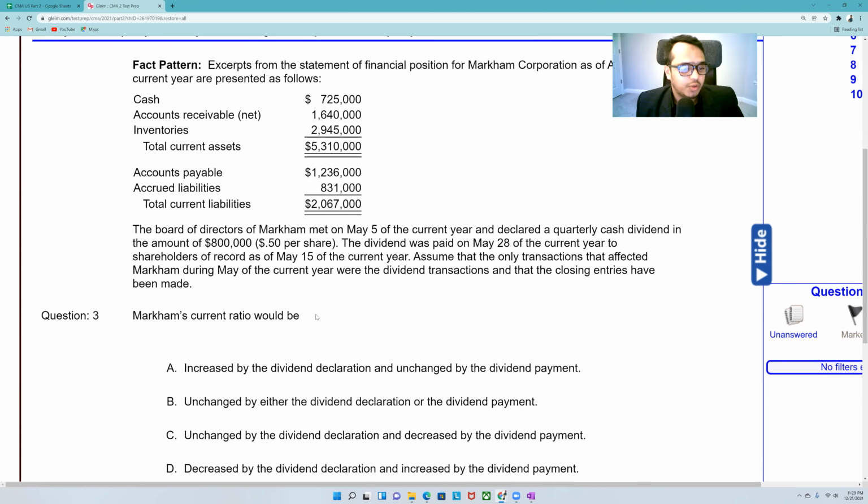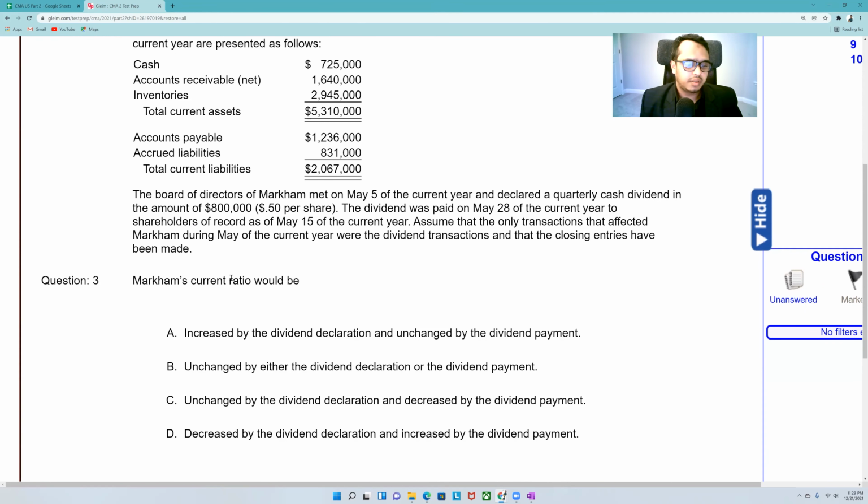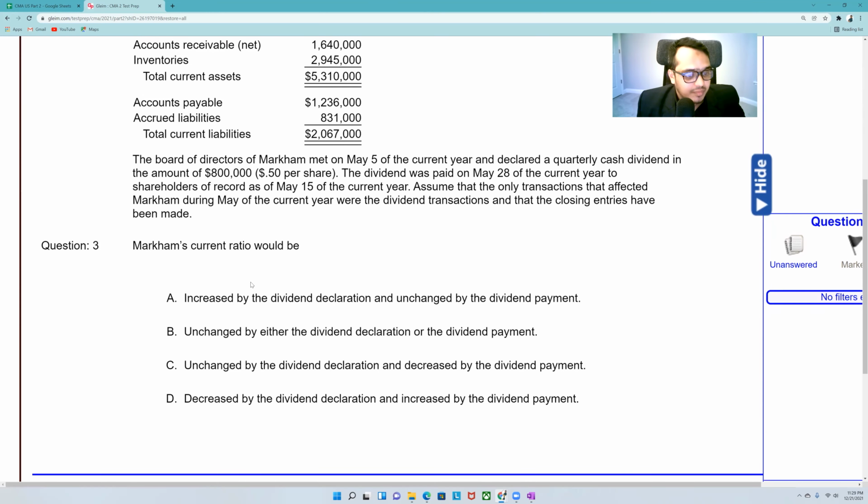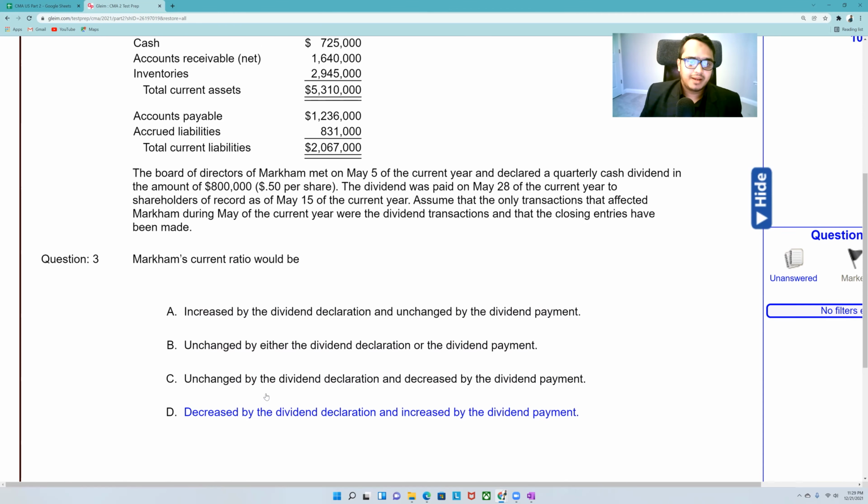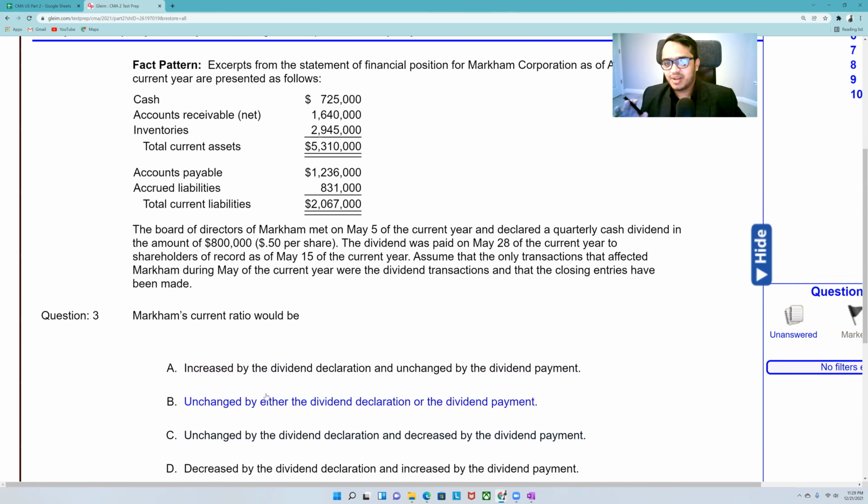Markham's current ratio would be what? Okay, let's see the options. Increased by the dividend declaration and unchanged by dividend payment. Unchanged by either the dividend declaration or the dividend payment. Unchanged by the dividend declaration and dividend payment. Decreased by dividend declaration and increased by dividend payment. So without reading this question, I have actually made up my answer. Why have I made up my answer? Because I've answered a lot of questions like these.